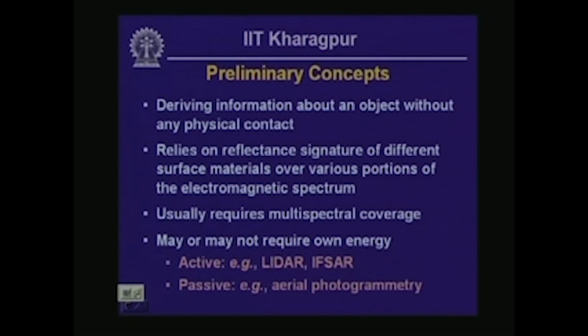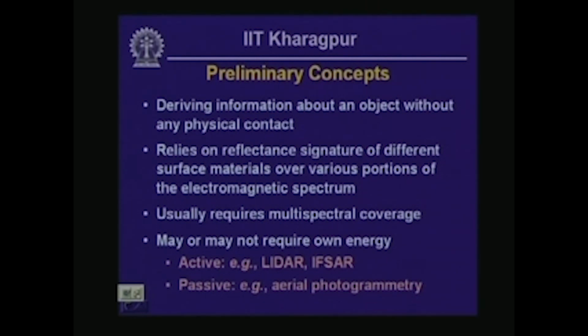Typically, not only visible light is considered, but infrared, near and far infrared, are utilized in trying to get the reflectance characteristics of different materials. We are going to see how different materials behave in these different regions of the electromagnetic spectrum. Microwave is also used in remote sensing. Thirdly, we typically require multispectral coverage to derive useful information about different geologic units.